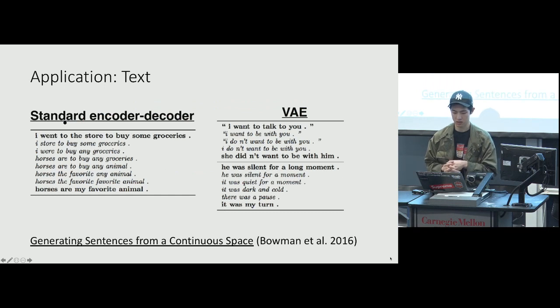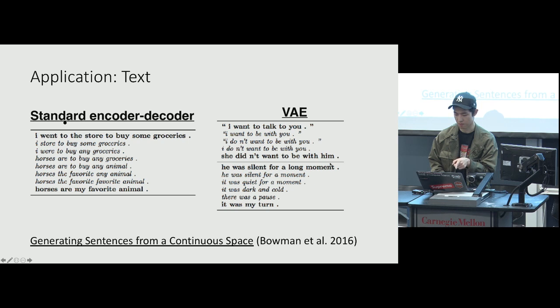Another example is with text. This is essentially using a VAE for a language model. We have two latent representations for two sentences here, and let's try to do an interpolation between these two points. We can see that in a standard encoder decoder, those intermediate results don't make a lot of sense. But when it comes to VAE, it's actually better. So you could say this, I want to talk to you, gradually changes to, she didn't want to talk.